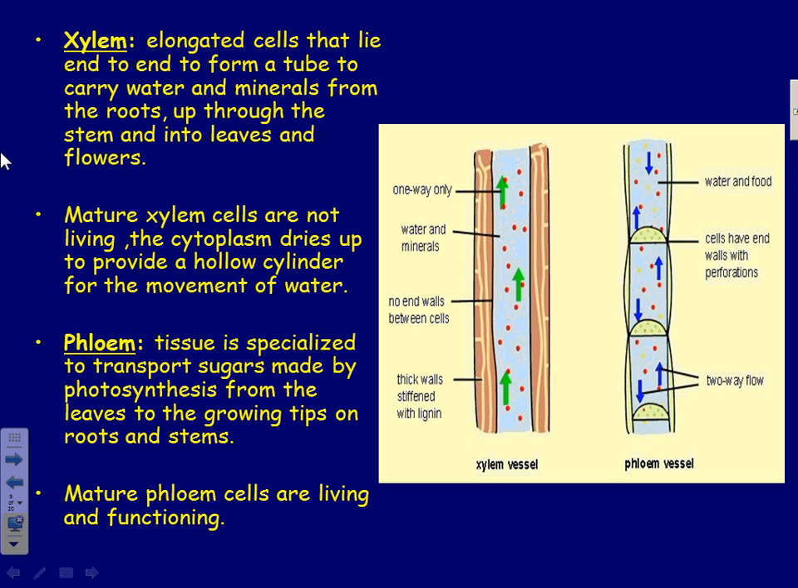Mature xylem cells are not living. The cytoplasm dries up, provides a hollow tube or cylinder for the movement of water. So the xylem is dead tissue. It's just these tubes. And you know what? Maybe if the xylem is dead, right? If the xylem is dead, and we're drilling into that xylem on the outside of the tree, maybe that isn't the new ring. Because maybe the water's flowing up the dead xylem tubes. And maybe the phloem is in the middle of the tree that moves it back down. You know what I mean?